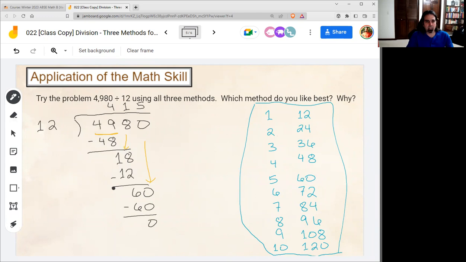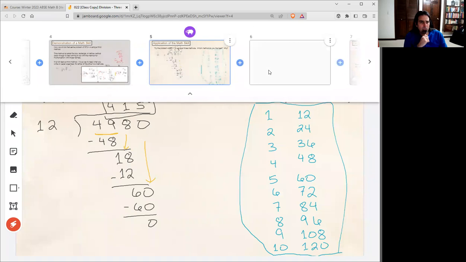Anyone who likes this method best have questions about it? So I will do 4980 divided by 12 the other ways.